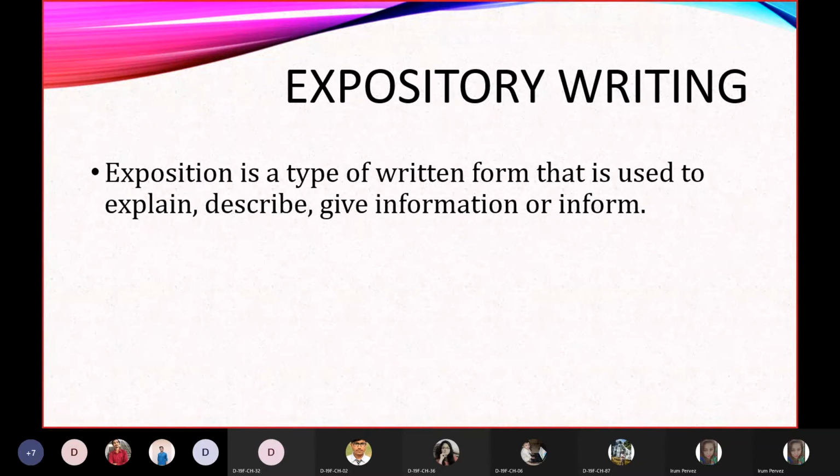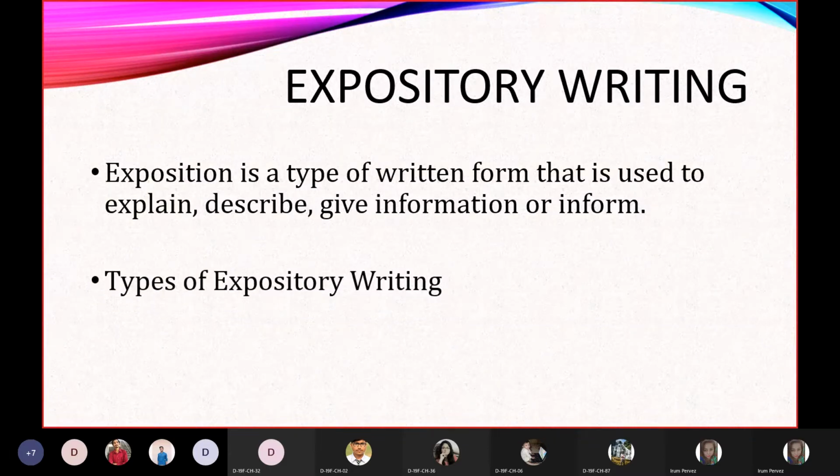Now, there are different ways of explaining certain things. So, expository has different types. Expository writing has five subtypes. So, you can expose or explain things in five different ways. And how these five ways are important, I will explain when we learn them.